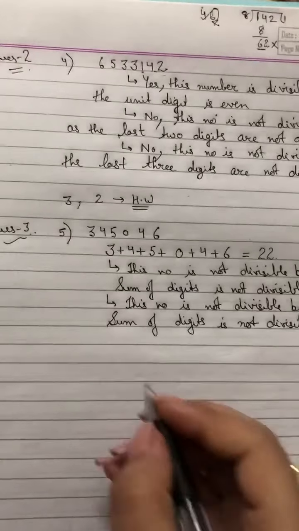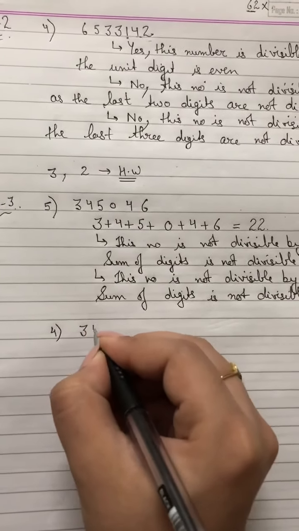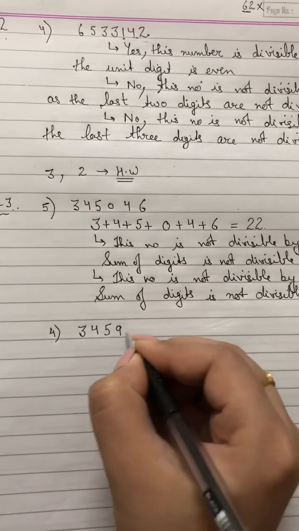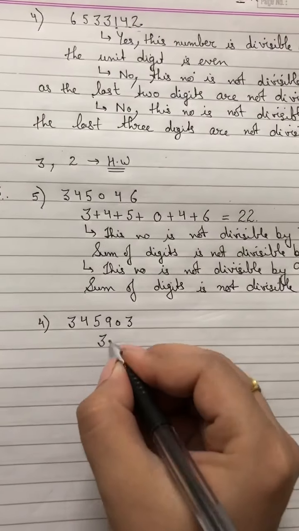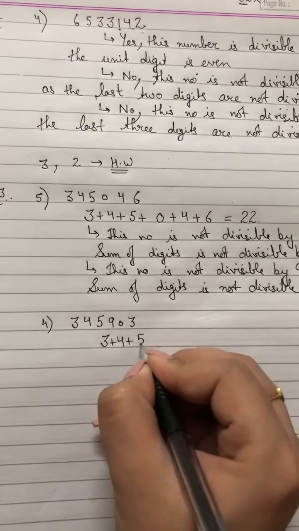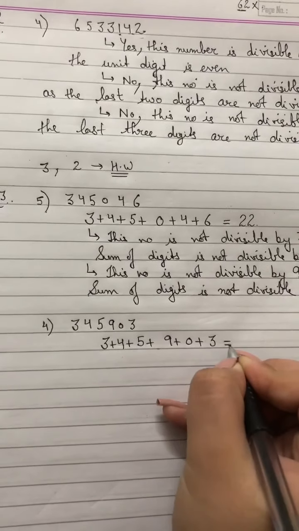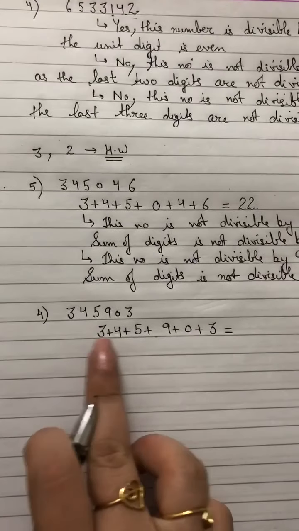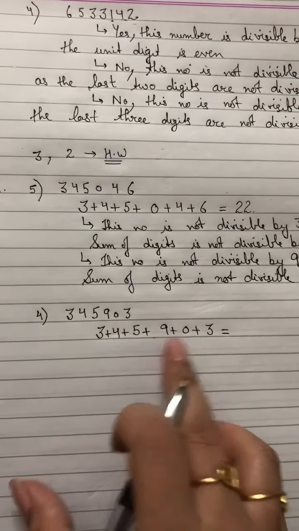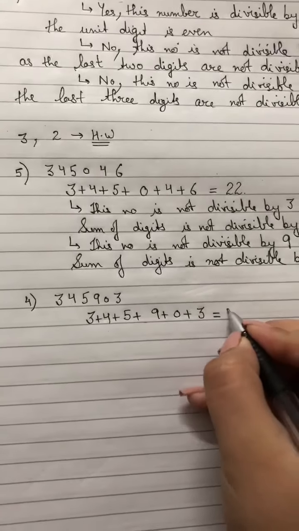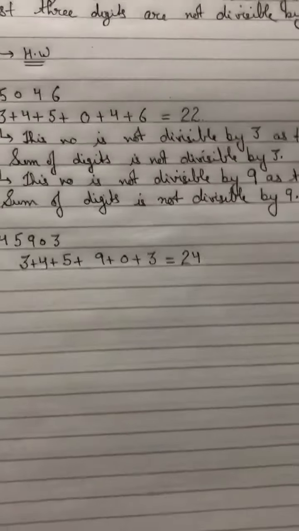Okay, let's consider some another part. I'm taking the fourth part: 3 4 5 9 0 3. Again, add all the digits. Add them. 7, 12, 21, 24. Now first check by 3. 24 is divisible by 3.